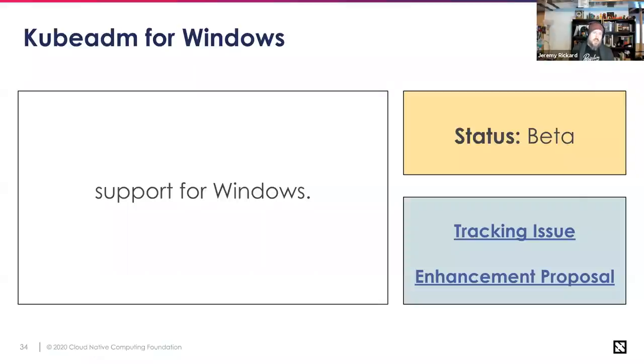Kubeadm is a way of provisioning clusters. There's tons of ways you can get a cluster, but kubeadm is a really useful way. It allows you to do a lot of things, rotate certs, add nodes to clusters. Before this enhancement, you weren't really able to do that with Windows containers, with Windows nodes.